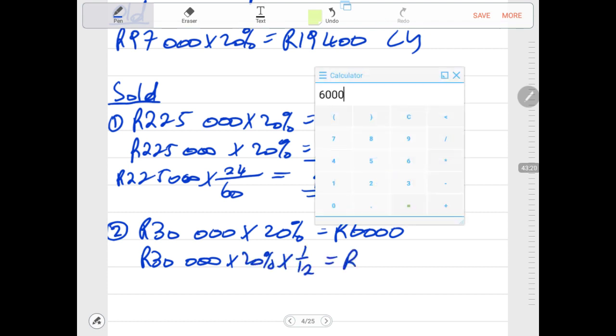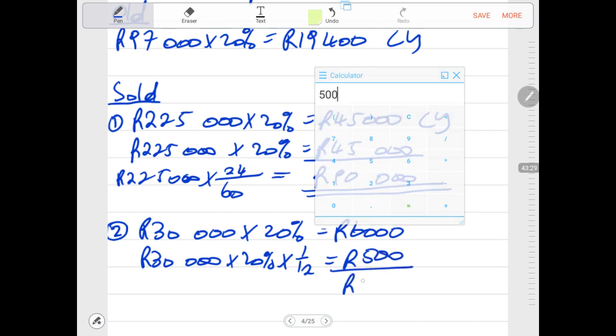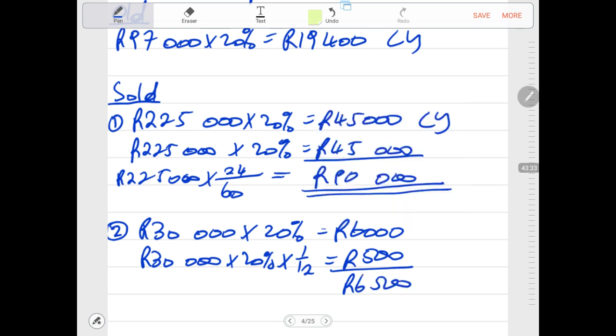This will give us depreciation for the previous year, times by 1/12. It will give us just 500. So that means this will be 6,500. Meaning if we say it was there for the full year, remember this is the current year, and it was a 12-month year and 1 month, meaning it's 13 months.